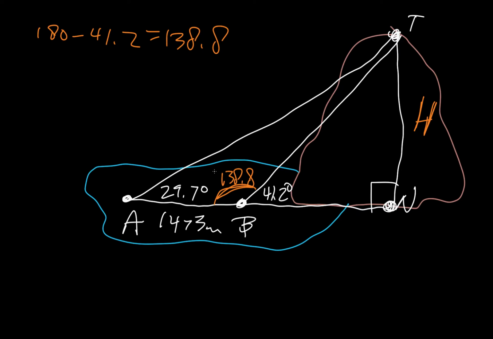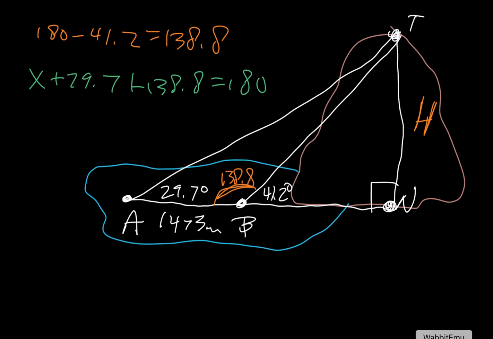So all the angles in a triangle add up to 180. The reason why I did 180 right here is because it was a straight line, and a straight line adds up to 180. So if we have this plus this, it needs to add to 180. Also, the interior angles of a triangle need to add to 180. So if we take this unknown, if we say x plus 29.7 plus 138.8, we know that equals 180. And so we just subtract both of these from 180. If we do a little bit of algebra right there.